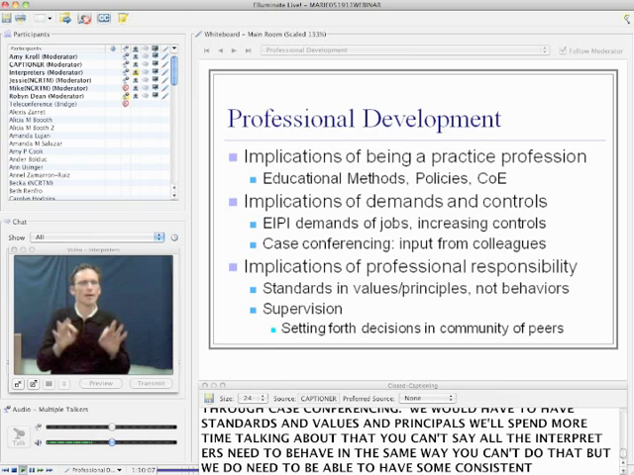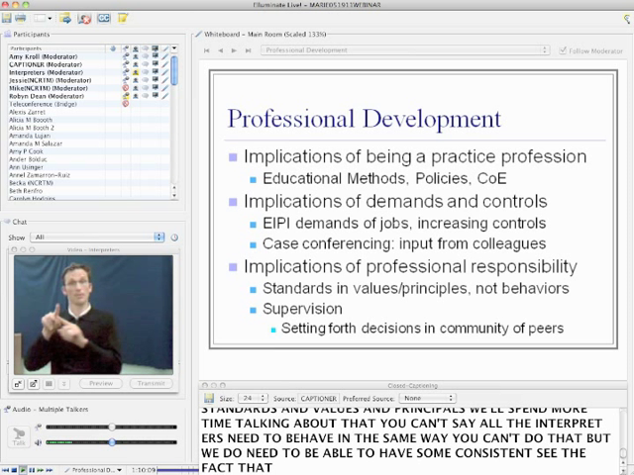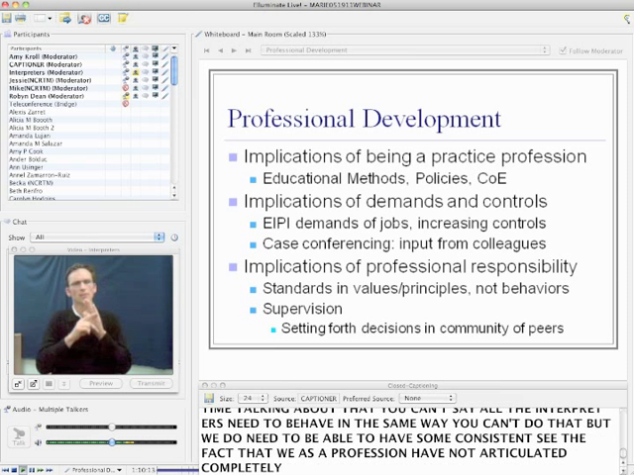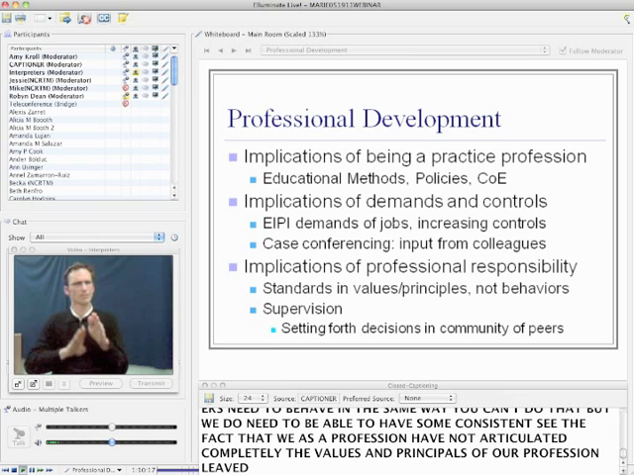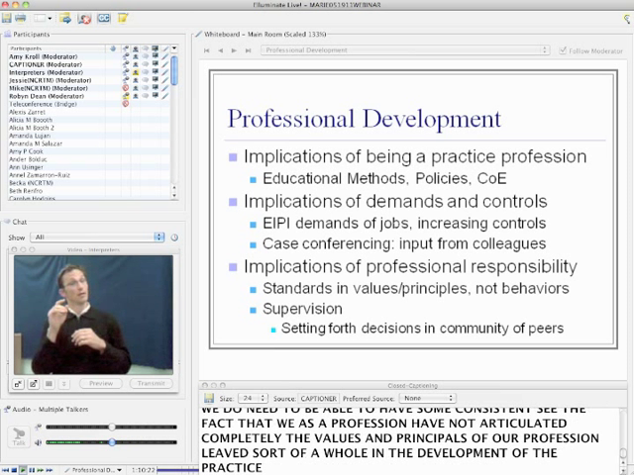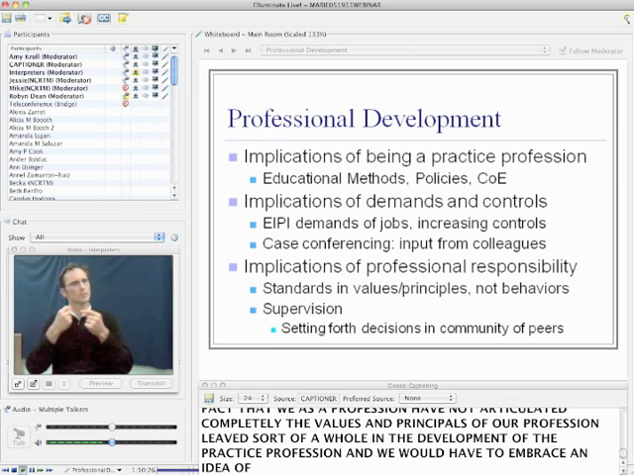But the fact that we as a profession have not yet articulated completely the values and principles of our profession leaves sort of a hole in this development towards a practice profession. And we would have to, in professional responsibility, embrace an idea of supervision or case conferencing, where we set forth the decisions that we make within a community of our peers.